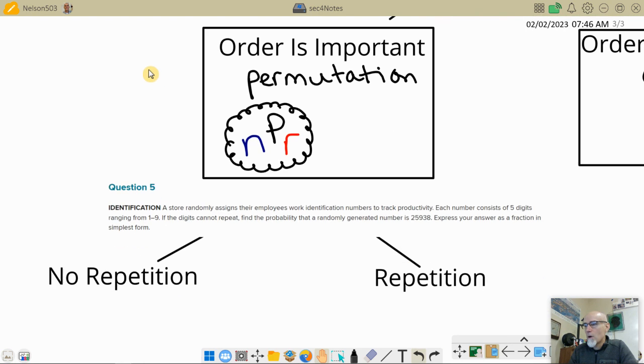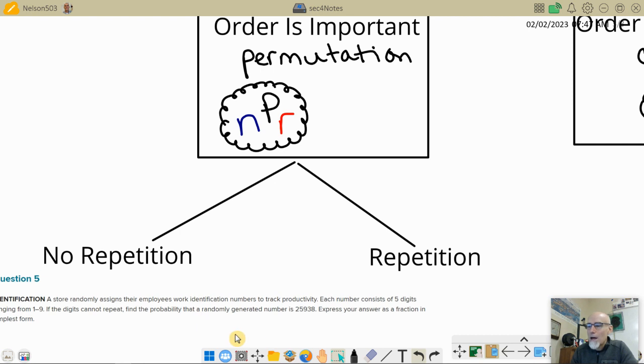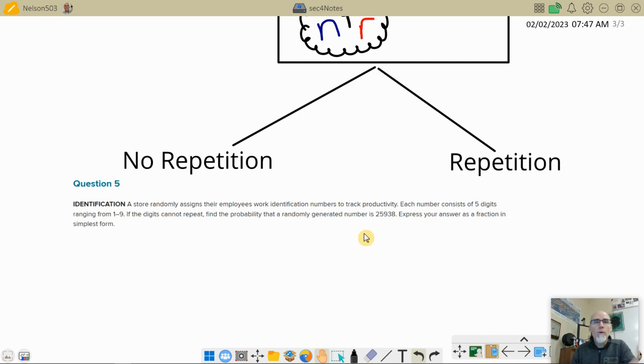Let's go down here. Are there any repeated numbers? Like in 1 through 9, do any of the numbers get repeated? No. That's like 1, 2, 3, 4, 5, 6, 7, 8, 9. There are no repeated numbers. So I'm going to move it over here to repetition. So in this situation, I'm not going to need to divide by the number of repetitions factorial. What I am going to do is I'm going to put a 1 in my numerator again. Why a 1 in my numerator? Well, there's only one ID number that's exactly that ID number. Okay, so that's why the favorable is a 1.